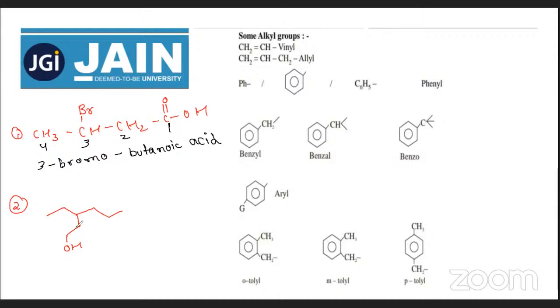Okay. For this one, if I want to number, this will be 1, 2, 3, 4, 5, 6. So I can write it as what? On 3, I have ethyl. For 6 carbons, hexane. And because we have this group, we write it as hexan-1-ol. Because we have ol, we took out the last e.